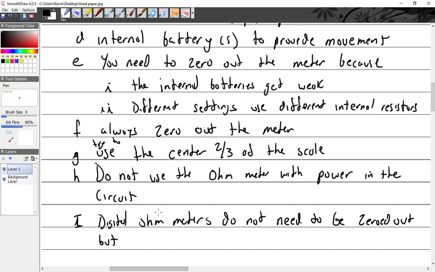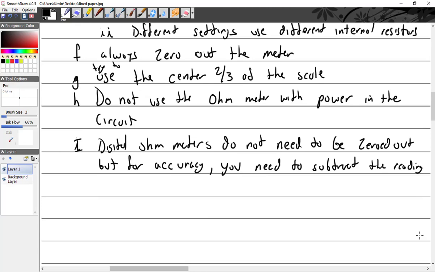But for accuracy, you need to subtract the reading when the leads are touched, or I should say the resistance of the leads. Subtract the reading when the leads are connected. Probably not the best way to say it, but I hope you got what I'm saying.